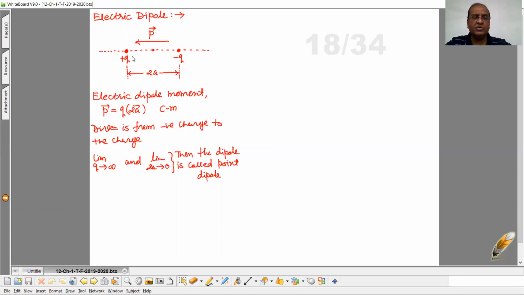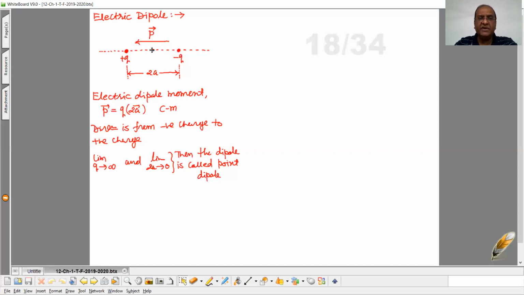Now see here, as shown in this figure, suppose we have a system of two charges equal in magnitude but opposite in polarity. One charge is plus q, another one is minus q, and these two are separated by some finite distance. Then this particular system is called an electric dipole. Di means two poles, right? One positive, another one negative.